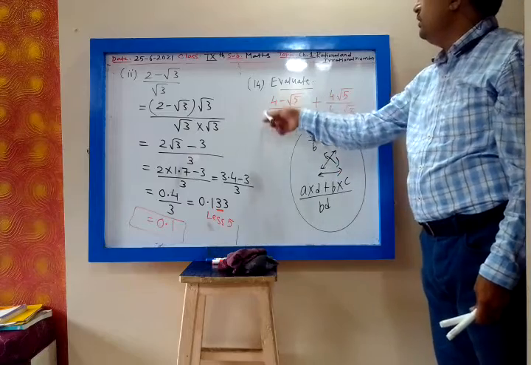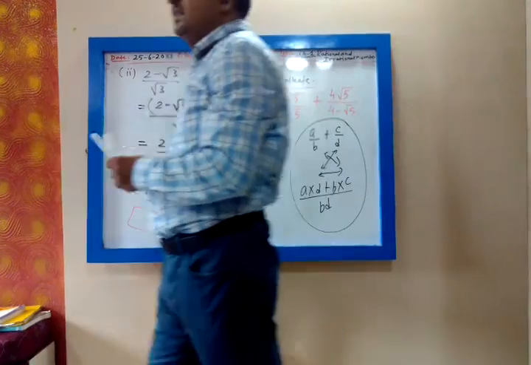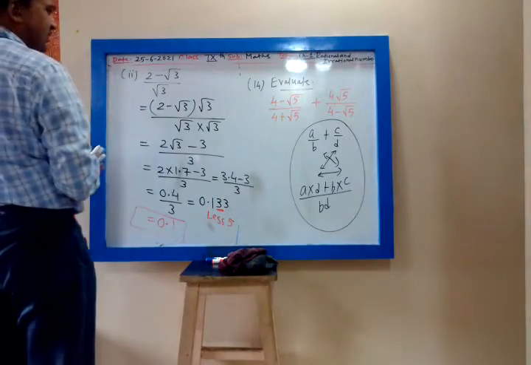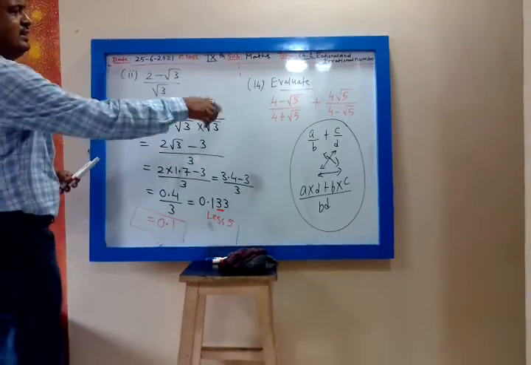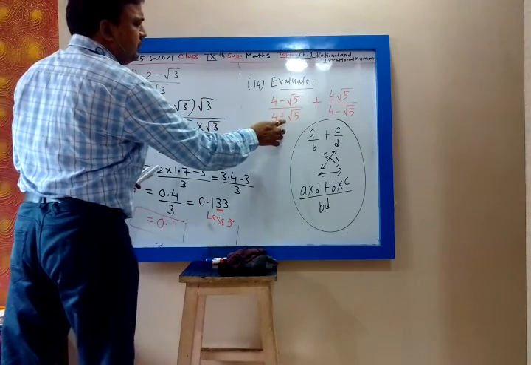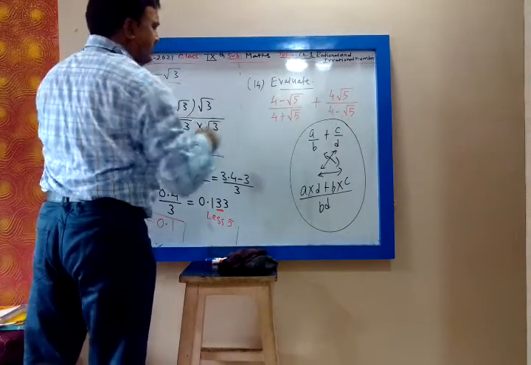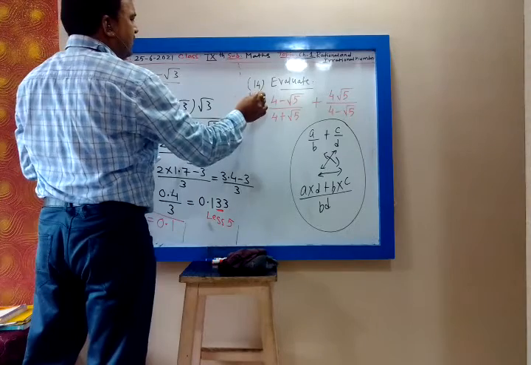You can rationalize the denominator of each one and simplify this separately. Are you getting this? Yes or no? Rationalize the denominator of each separately. So multiply this by 4 minus root 5. Simplify. 4 plus root 5. Simplify. So 14 will be homework.